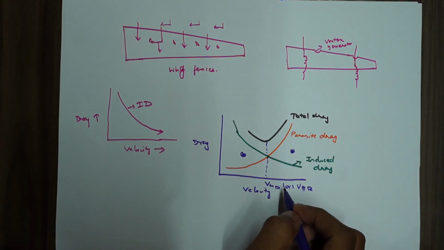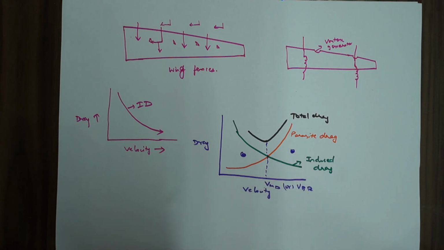I'll read down a line. The speed VMD is an important reference for many items of an aeroplane, like performance, range, endurance, climb, glide, maneuver, landing, and takeoff performance. So that's all about drag.